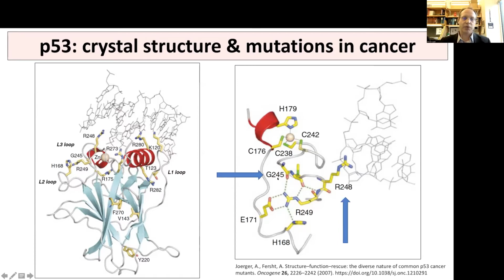If we look at glycine 245, it forms hydrogen bonds, indicated by these green dashed lines, to an arginine 249, which itself is forming a salt bridge to glutamate 171. So mutation of glycine 245 is going to disrupt the stability of the p53 central DNA binding domain. The arginine 248, on the other hand, is actually participating in binding interactions with the DNA itself. And so mutation of that residue may cause consequences for DNA binding. Both glycine 245 and arginine 248 are highly mutated in cutaneous squamous cell carcinoma and actinic keratoses.